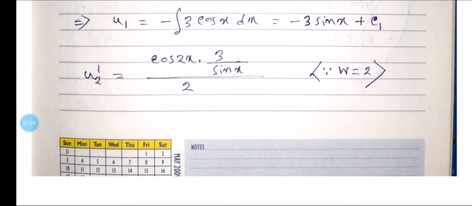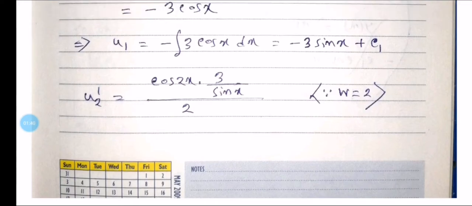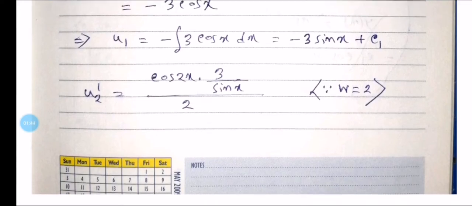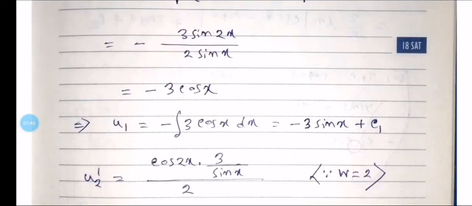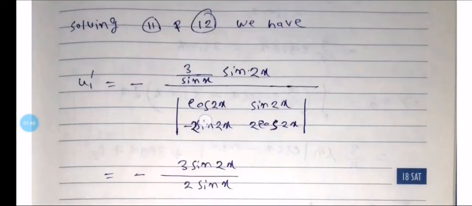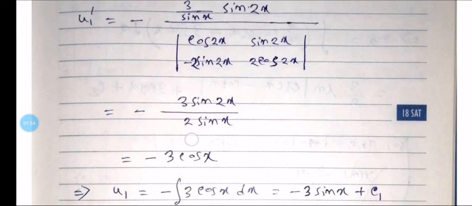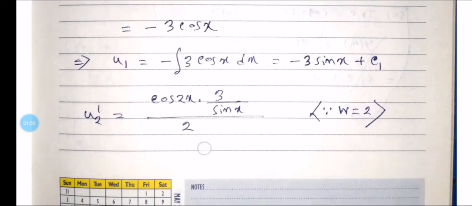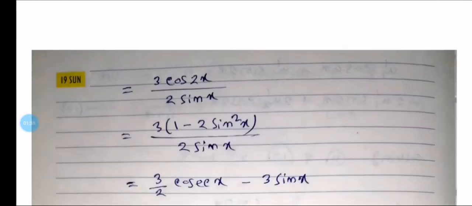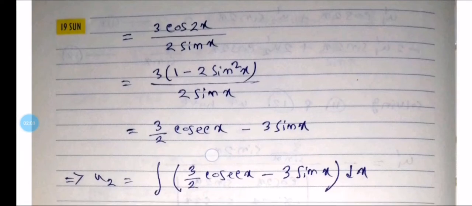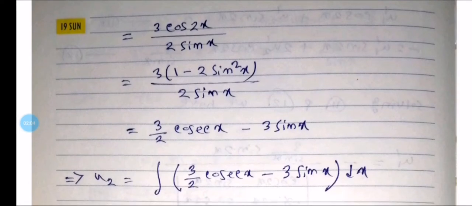Similarly, u2' we can get as cos 2x times 3 by sin x, divided by the Wronskian W, which is 2, because it is the determinant of cos 2x, sin 2x, -2 sin 2x, 2 cos 2x. After calculating this Wronskian you will get the value 2. After solving this we will ultimately get 3 by 2 cosec x minus 3 sin x.